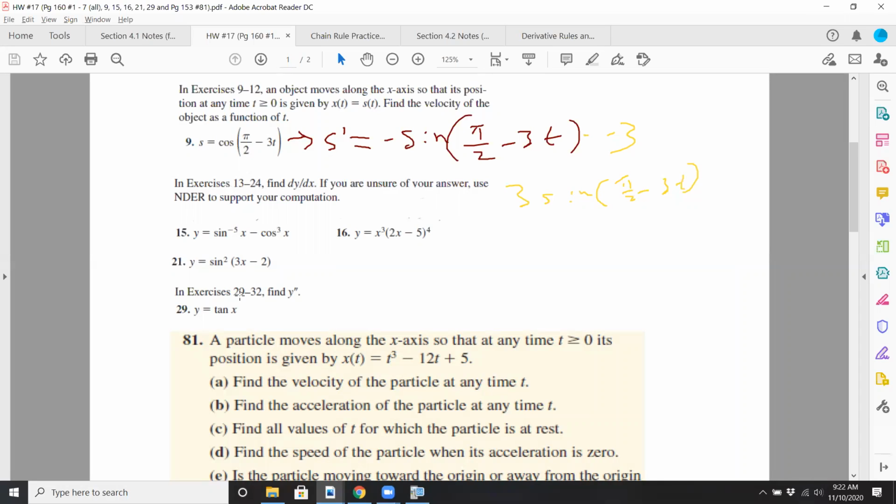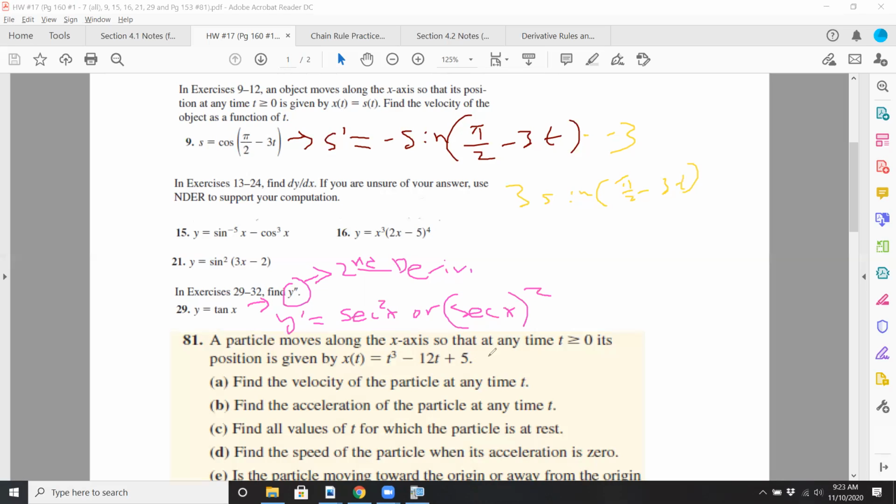Okay, let me do 29, then I'll put the answer for 15, 16, 21 in just a bit. Someone asked about 29 for me to work that out. We'll use, I think that's pink. So that means second derivative, just so you know. So you've got to do the derivative twice. Well, the first derivative is easy. We already know that. It's one of your rules. Y prime is just secant squared x, or secant x raised to the second power. Easy peasy, right?